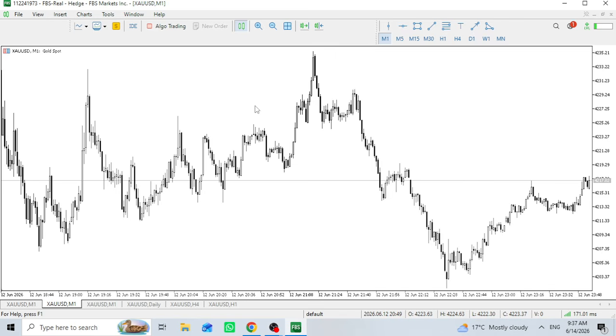So I hope you have understood, because there is no shortcut for understanding candles, understanding price and understanding time. There is no shortcut for that. You need to stay in the charts.